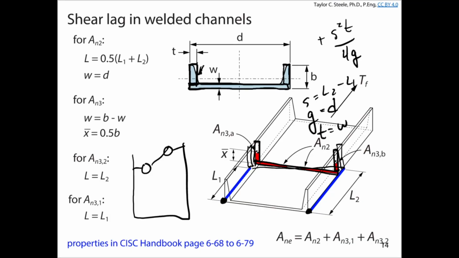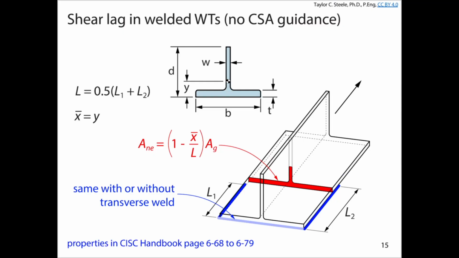Any questions about that before we tackle the last shape? Okay. The last shape that we might consider would be a WT. Generally speaking, if we look at S16 and look at the same section on welded sections, there's not really anything here that can help us too much.